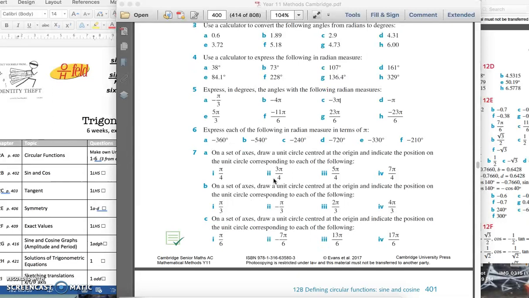Question 7, I want you to try and do this without the unit circle that we've made. So I want you to start from scratch. You draw a circle with the axes and you think, where would pi on 4 be? Have a go at it, and then you can check your unit circle afterwards or use the answers to see if you got it right. I don't want you to just get out your unit circle and copy those positions, because that would be pretty pointless.